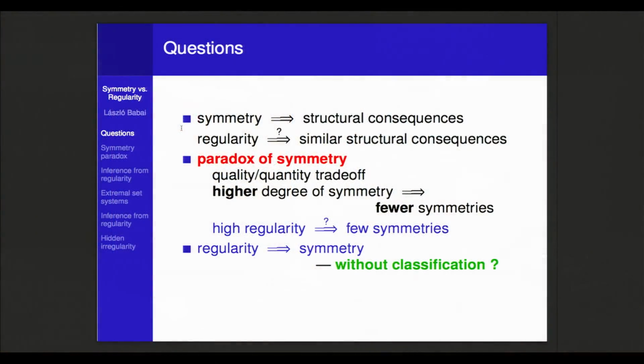Okay, and then, of course, this is the big question. Is it possible, at least in some contexts, to infer symmetry from regularity without passing through classification of the objects that satisfy the regularity constraint? So it should be a regularity constraint that still allows a sufficient variety of objects to satisfy it, that classification remains hopeless, and maybe nevertheless we can infer symmetry.